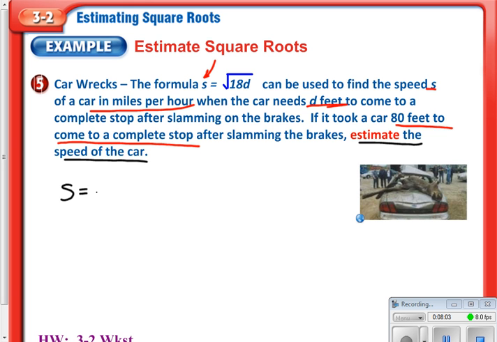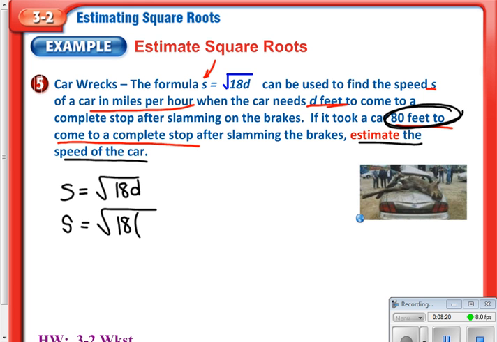So here's our equation, S equals the square root of 18D. Once we figure that out, what do we need to know? Well, we need to figure out S, the speed of the car. Therefore, we must know D. D is that stopping distance. Well, it took the car 80 feet to come to that complete stop. So I'm going to substitute 80 in for D. After I do that, I find out S equals, do the multiplication inside your square root, which is 1,440.